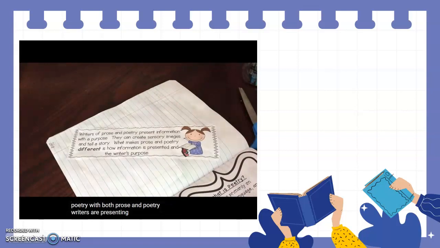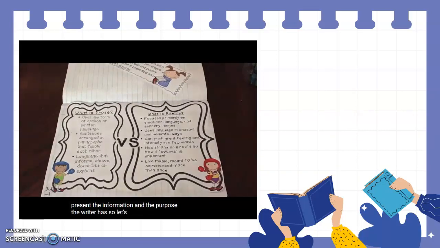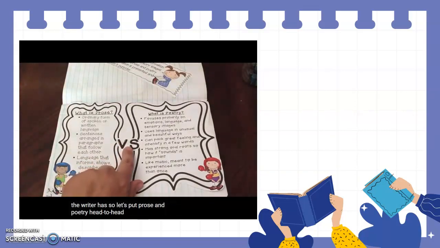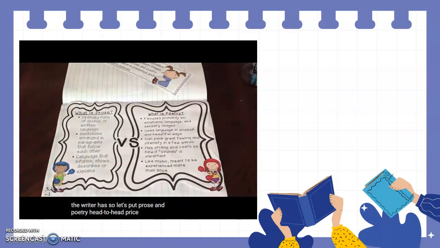Both prose and poetry writers are presenting some type of information. Writers of both prose and poetry can create sensory images for us, and they can tell a story. But what makes poetry and prose different is how they present the information and the purpose. So let's put prose and poetry head to head.